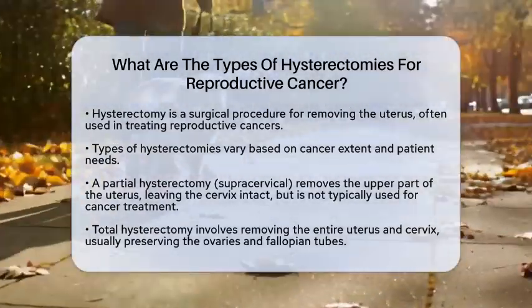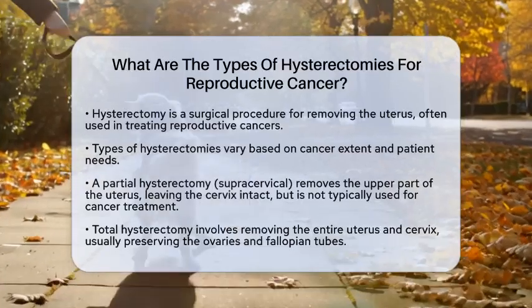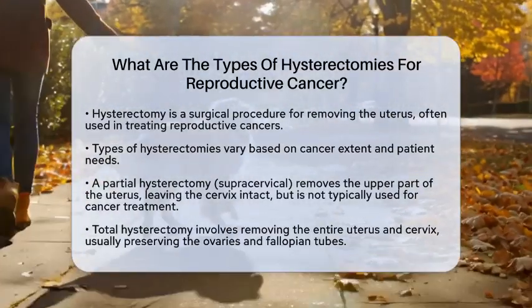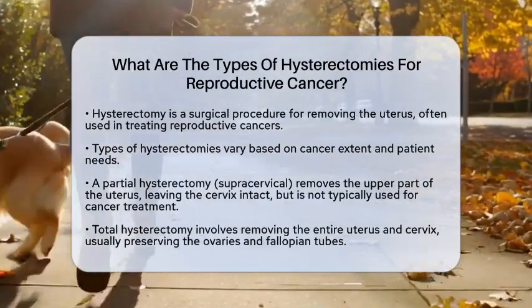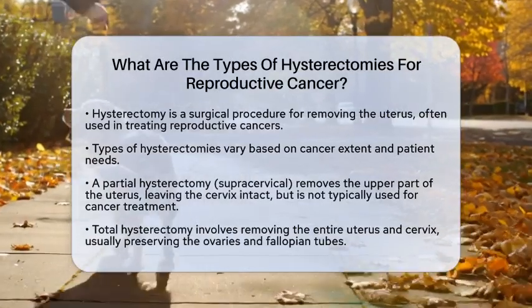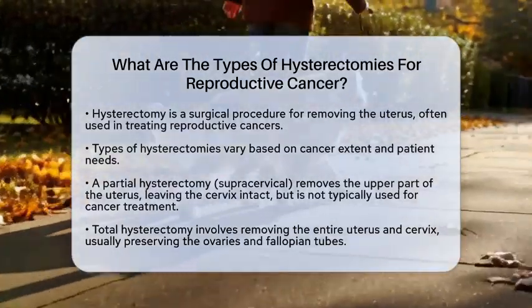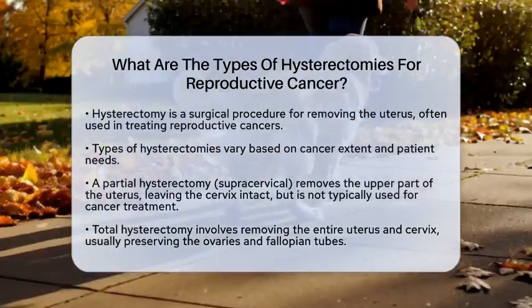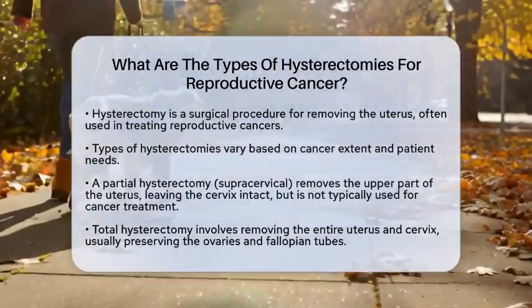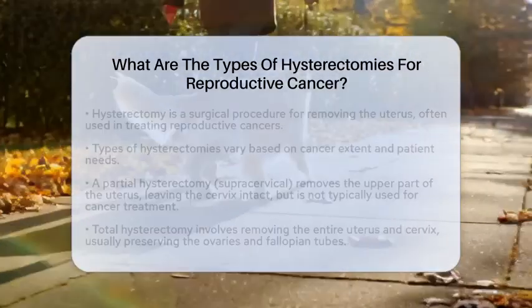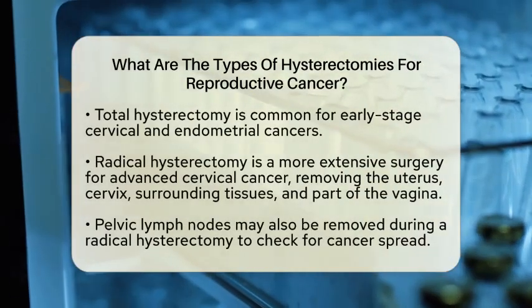the patient. First, we have the partial hysterectomy, also known as supracervical or subtotal hysterectomy. This procedure removes only the upper part of the uterus while leaving the cervix intact. It is important to note that this type is generally not recommended for cancer treatment since it may leave behind cancerous tissue. Instead, it is more commonly used for non-cancerous conditions like fibroids or endometriosis.